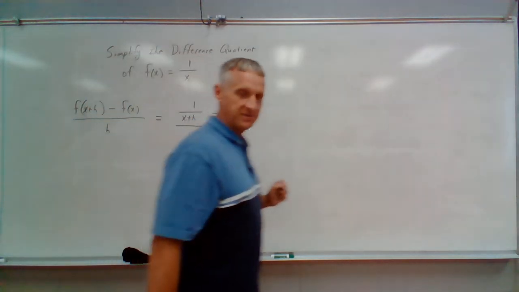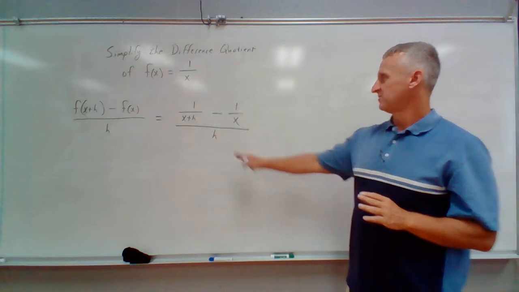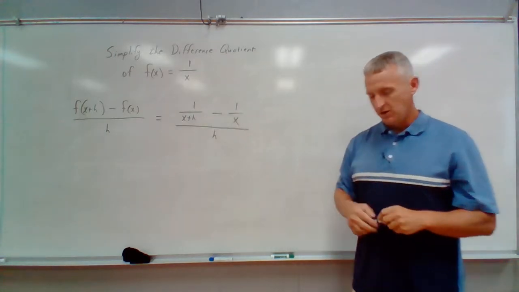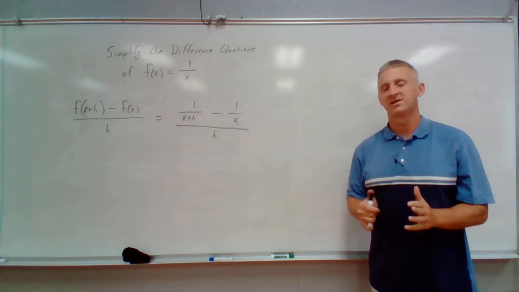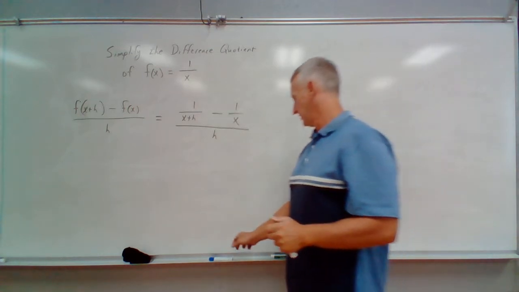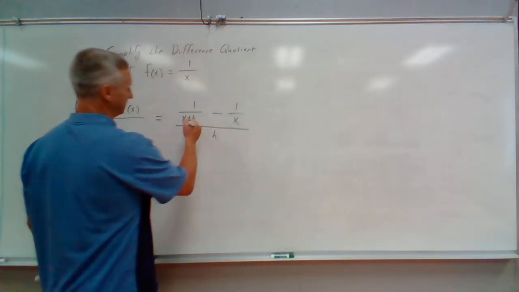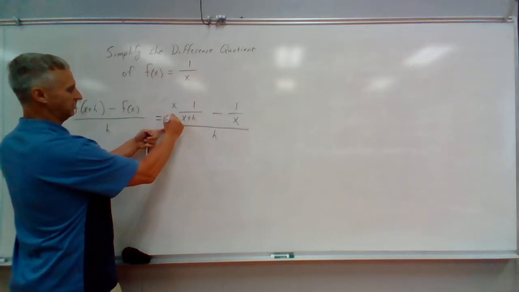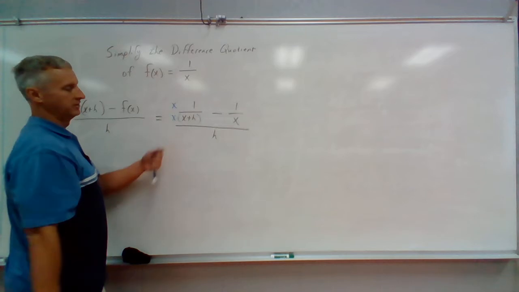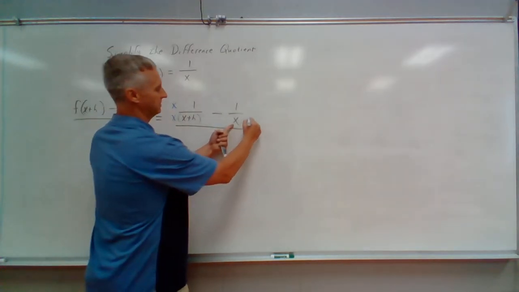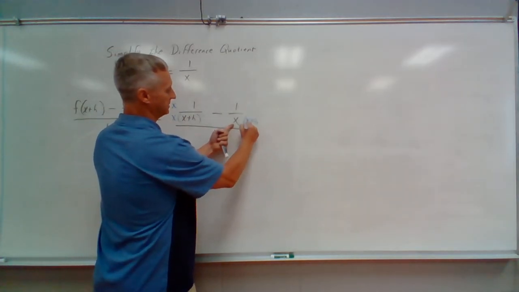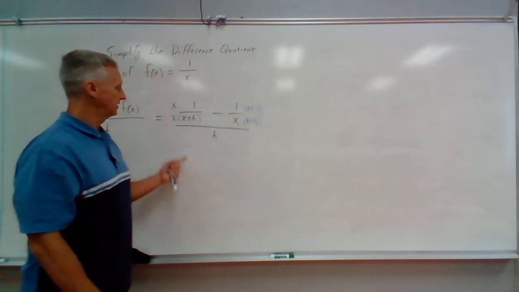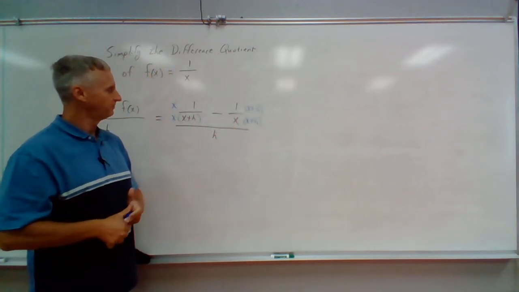Okay, how to simplify this mess now? On the top up here you have fractions or rational expressions. In order to add or subtract fractions, you need a common denominator. So let's multiply this fraction by x over x. And let's multiply this fraction by x plus h over x plus h. So now I've got a common denominator.